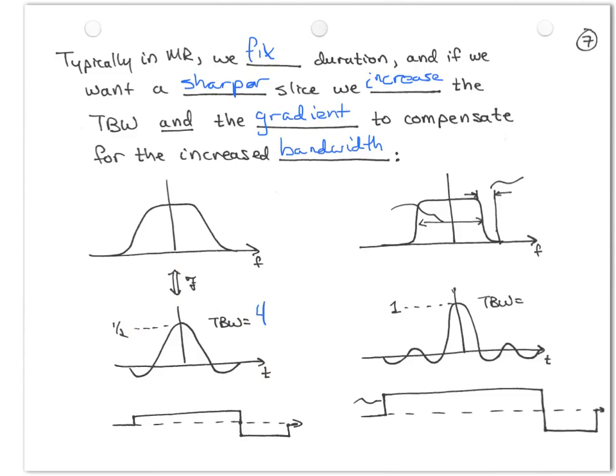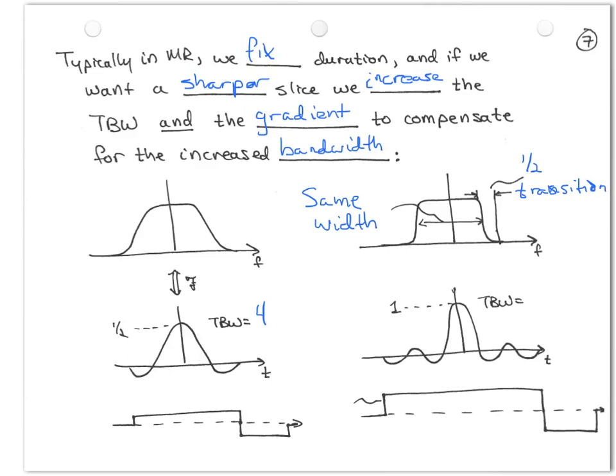But now we want to sharpen up the profile but maintain the same slice thickness, right? So we are going to double the time bandwidth. This will give us the same width of the slice profile, but it will give us 1/2 the transition width, right? It'll be half as big as the left-hand side, and so we'll have gotten the sharper profile that we wanted. And at the same time, the amplitude of the pulse is going to be doubled.